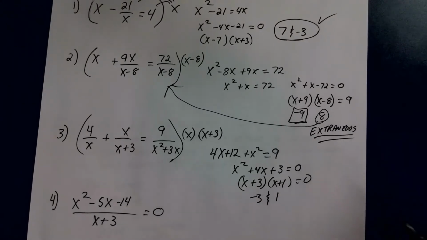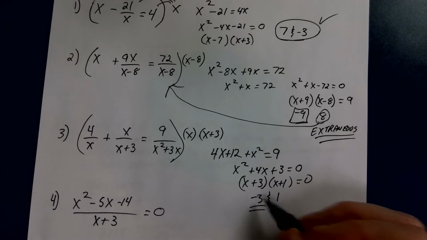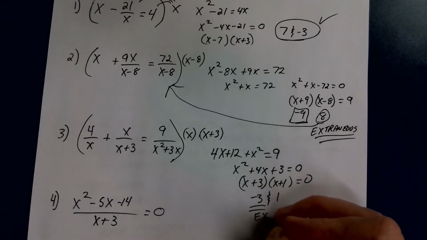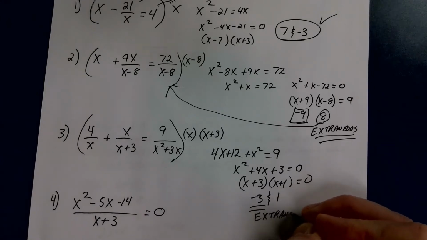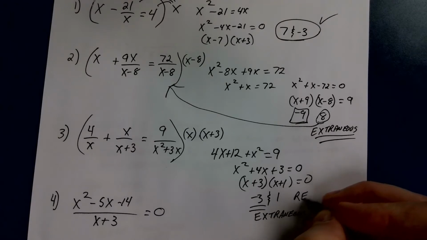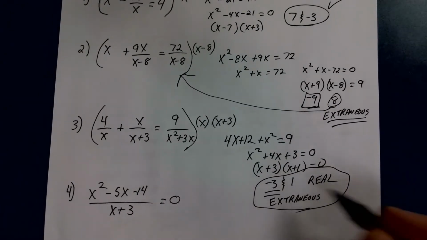Ding, ding, ding. Jeopardy theme song, right? So hopefully you said this. So negative 3, if I plug that back in, that gives me a 0 in the denominator. That is not an acceptable value in the original problem. So negative 3 is extraneous. And positive 1 is real. If I did plug it in, it would work in that original equation. So again, there are your two solutions.